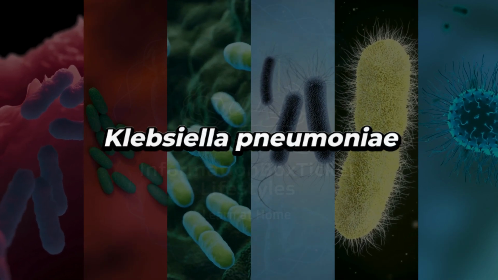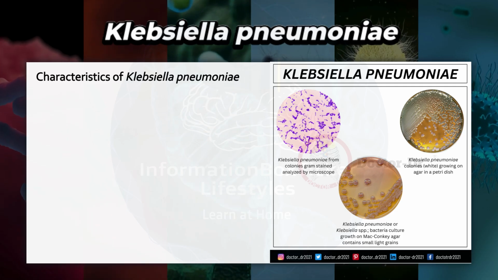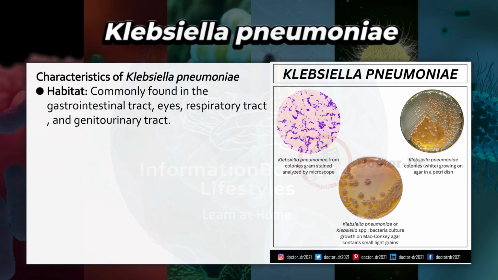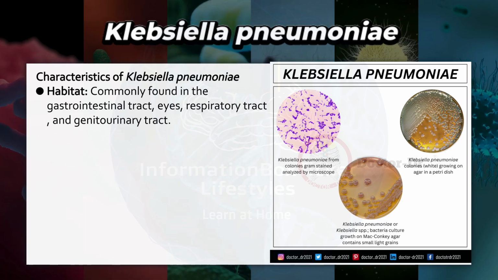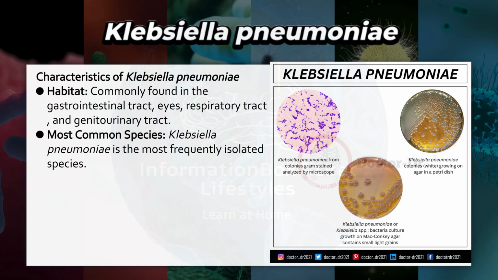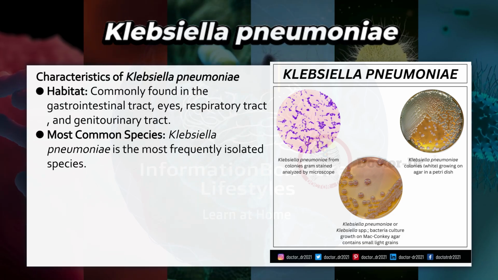Klebsiella pneumoniae. Characteristics of Klebsiella pneumoniae. Habitat. Commonly found in the gastrointestinal tract, eyes, respiratory tract, and genitourinary tract. Most common species. Klebsiella pneumoniae is the most frequently isolated species.